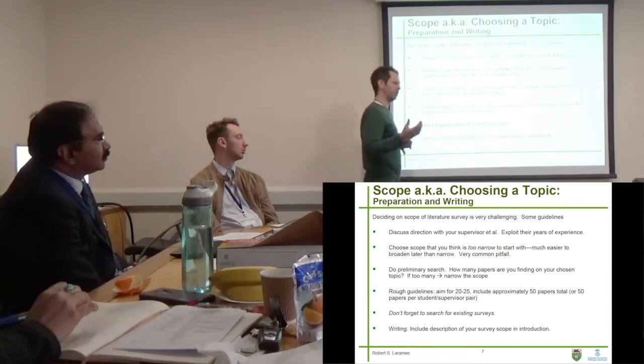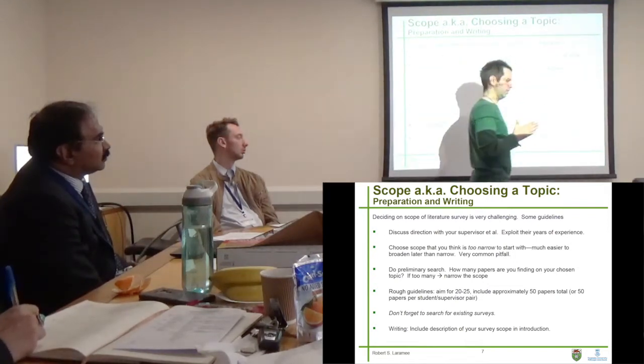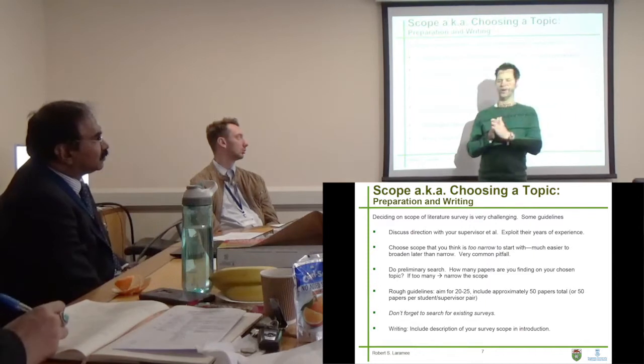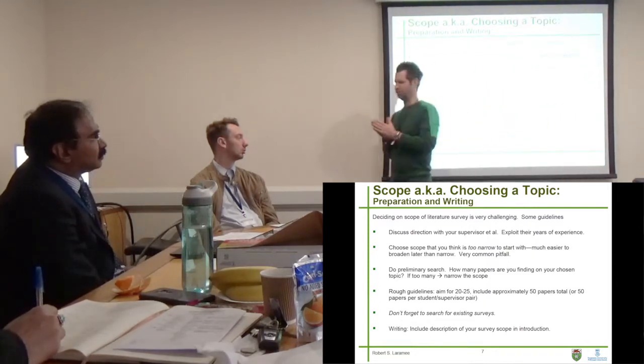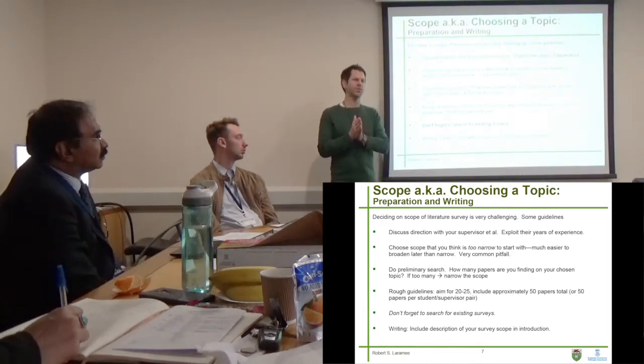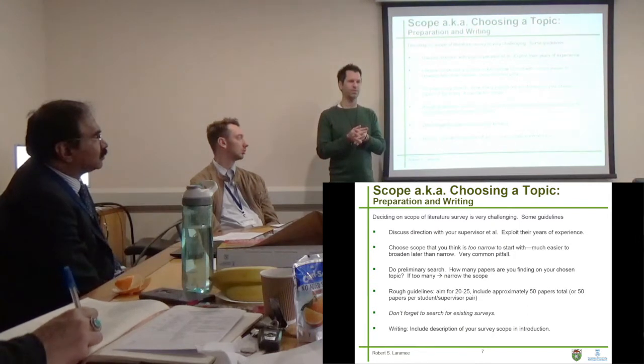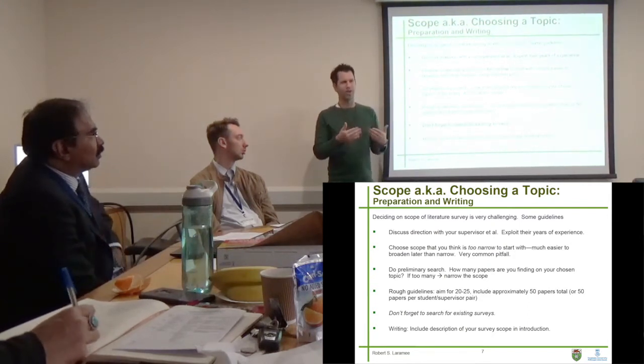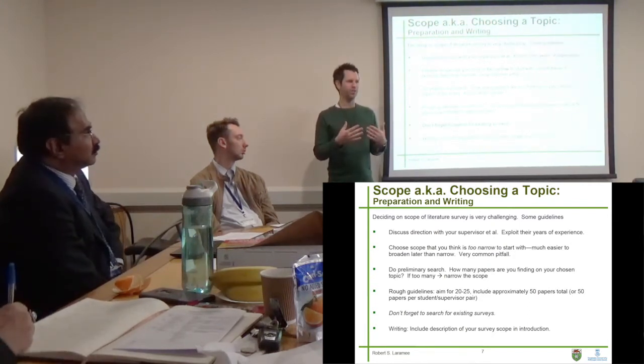So then you need to take a step back and say, okay, I need to make this more narrow. How can I make this more narrow? And again, you talk to your supervisor. You could add some constraints. For example, visualization of time-dependent surfaces. You could try it again and see how many hits you get.